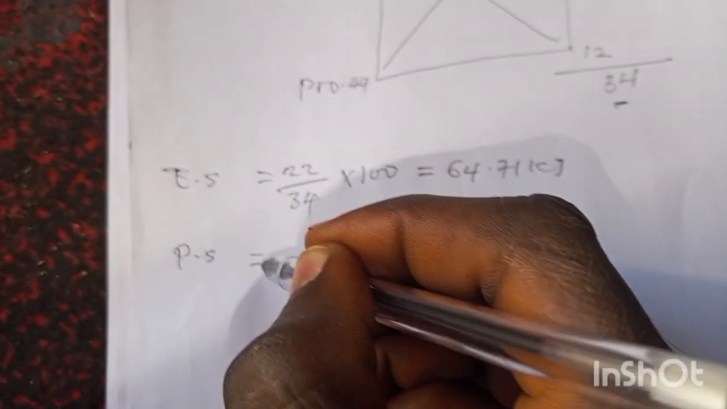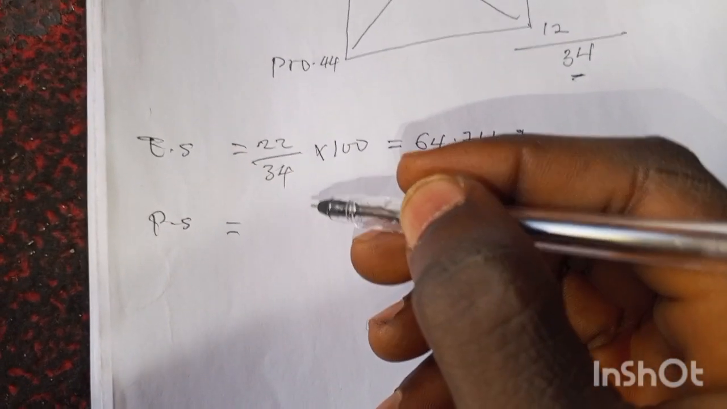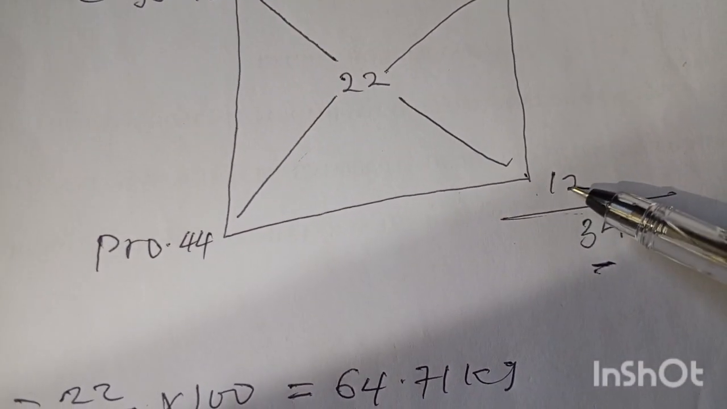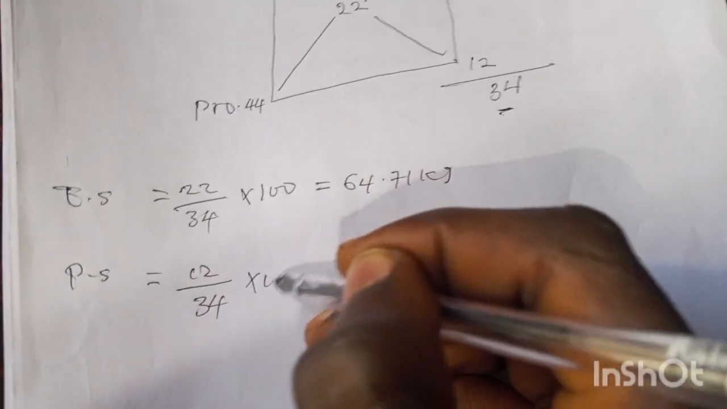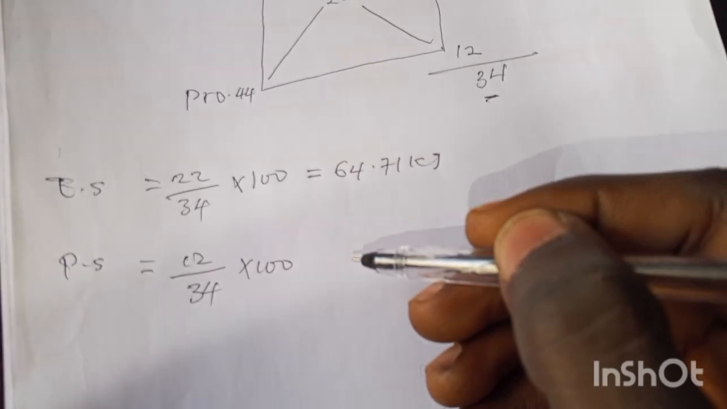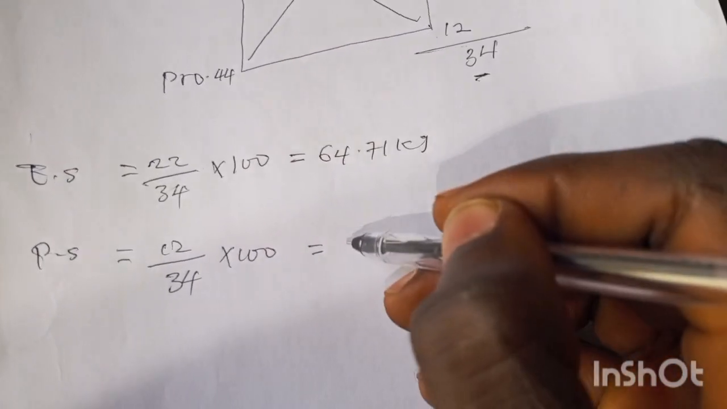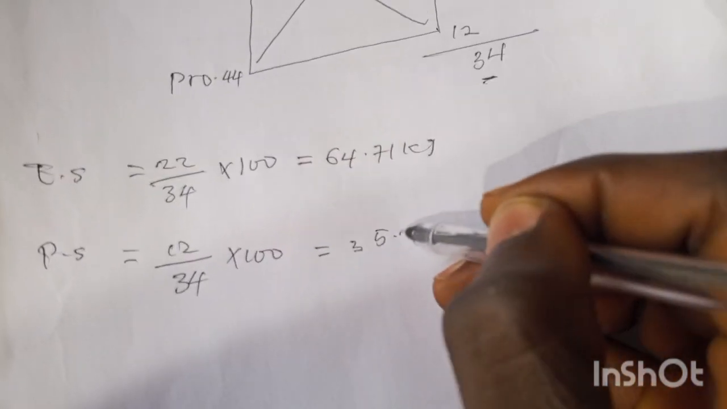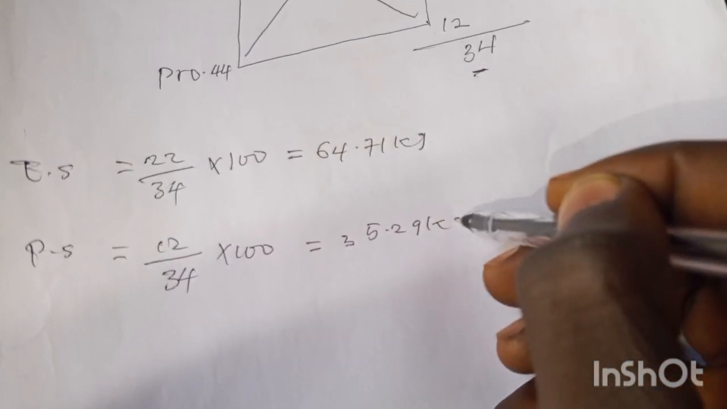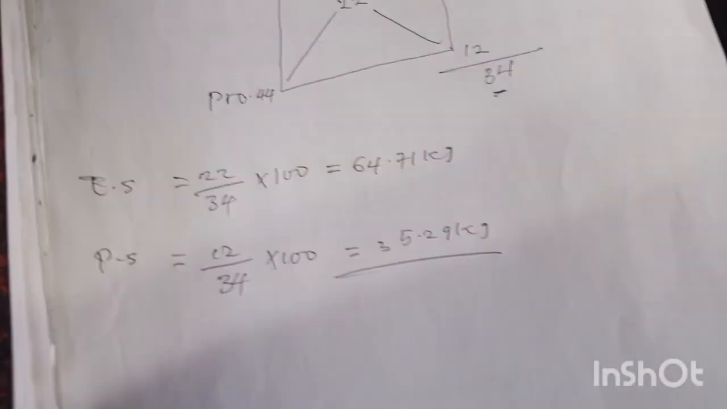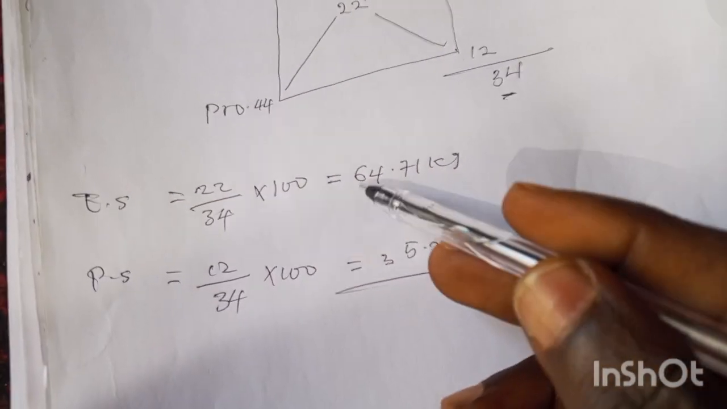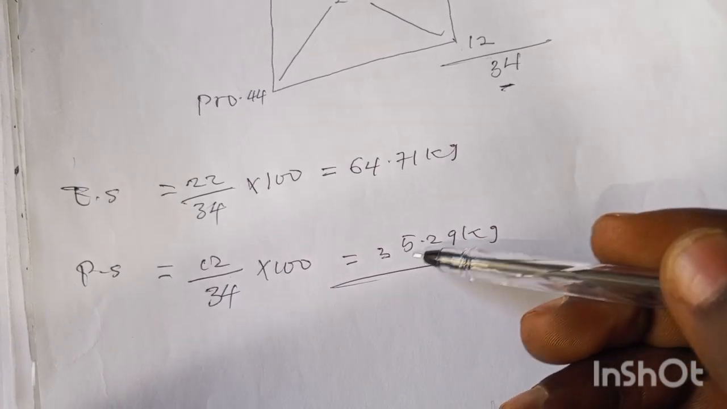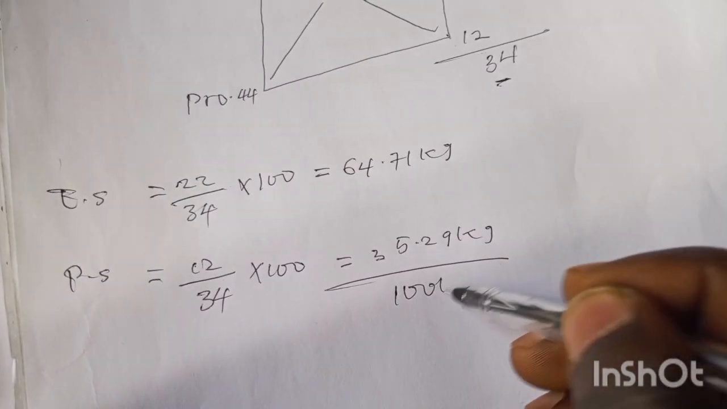Then we come back to the protein source. Remember that the value for protein here is 12. So we have 12 over 34 times 100. When you calculate it, you're going to have 35.29 kg. So the next thing now is to add everything together. 64.71 plus 35.29 will give you 100 kg. No doubt about that.